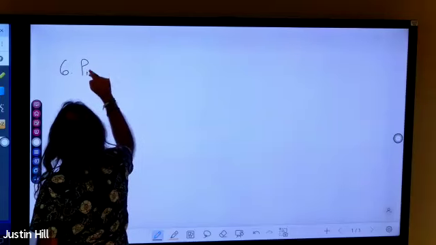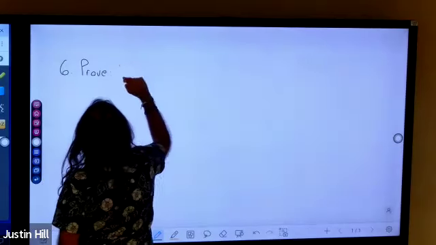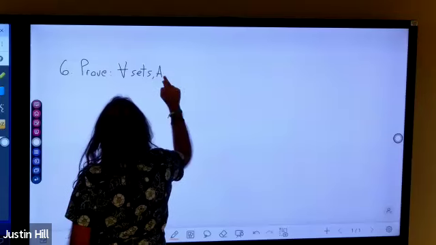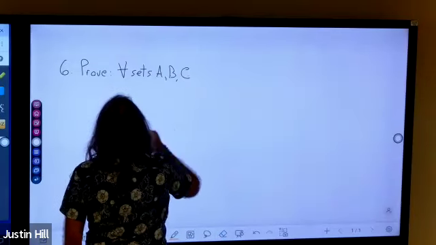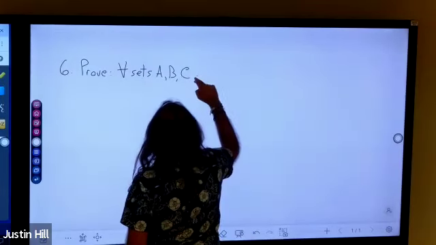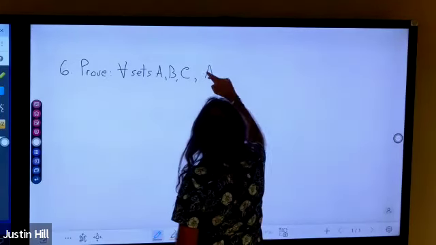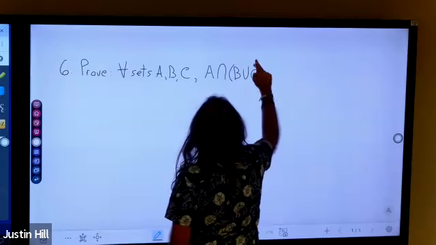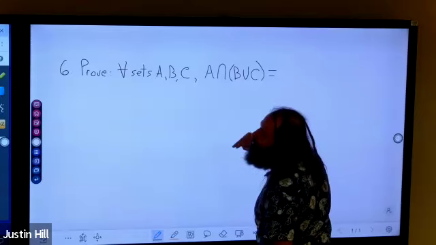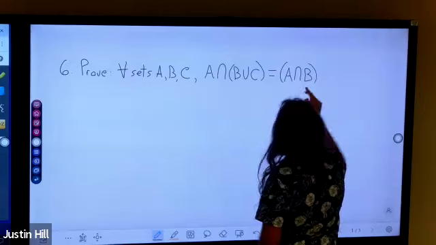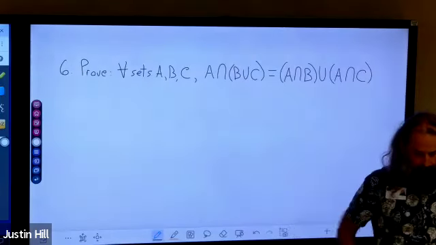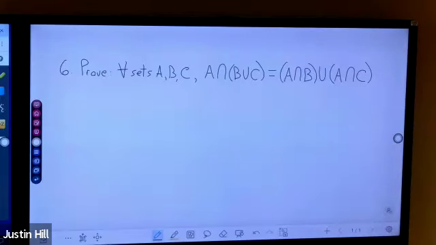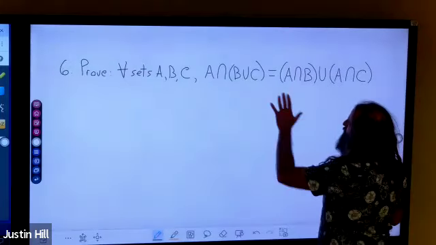What we're trying to prove is for all sets A, B, C, the following: A intersect (B union C) is equal to (A intersect B) union (A intersect C). We want to prove that this set equals this set.